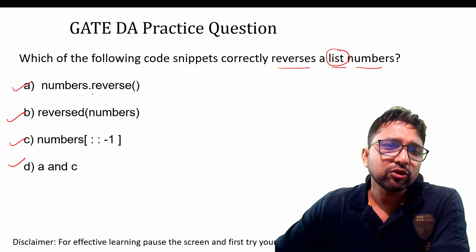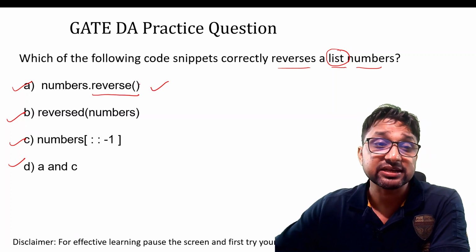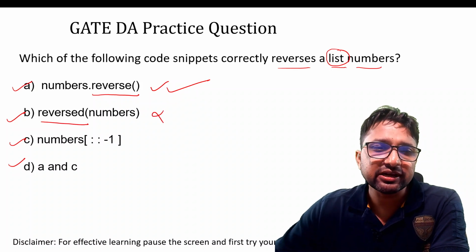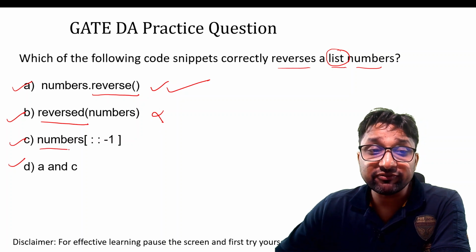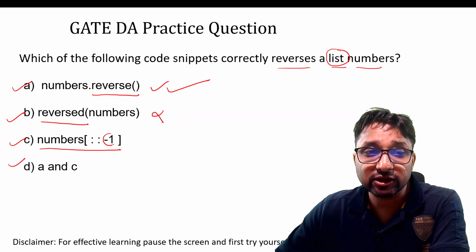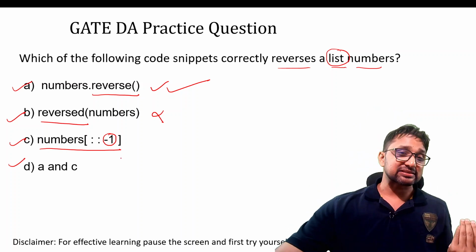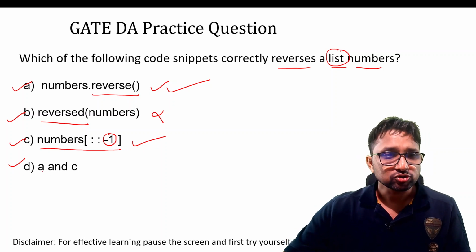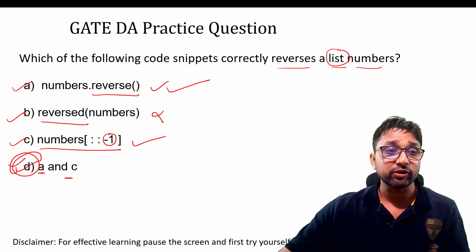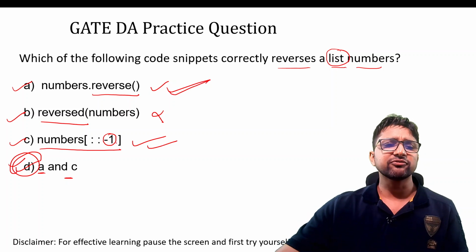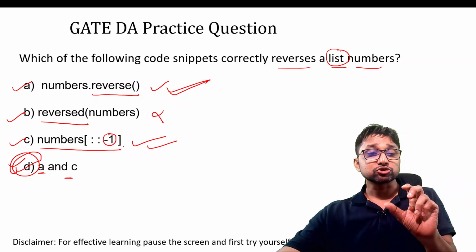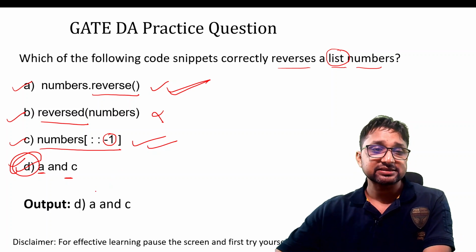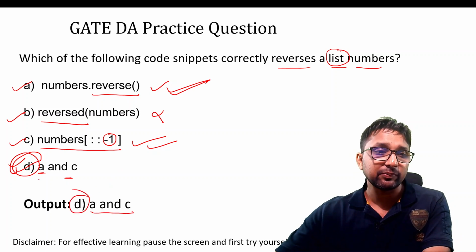We know that by using the reverse function we can reverse the list. Yes, this statement is right. There is no function like reversed to reverse the list, so this is wrong. We can reverse the list by using this format also. -1 shows that we are accessing the elements from the back side. This is also reversing the list. So A and C are the right answers, which can be used to reverse the list. Yes, A and C are the right answers. So D will be the right option here.